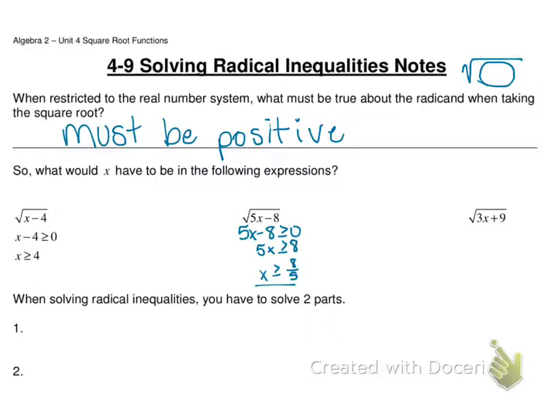Then for this next one, 3x plus 9 has to be greater than or equal to 0. So I would subtract 9 and have 3x is greater than or equal to negative 9, and then divide by 3. So x is greater than or equal to negative 3. Once again, this is just practicing making the radicands greater than or equal to 0. That will be part of what we're doing as we're solving these inequalities.